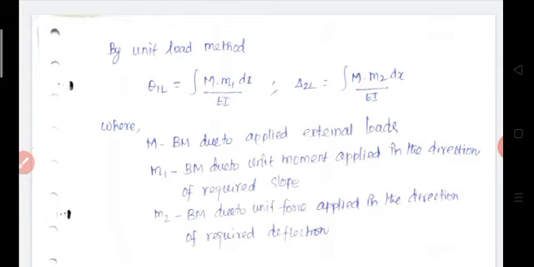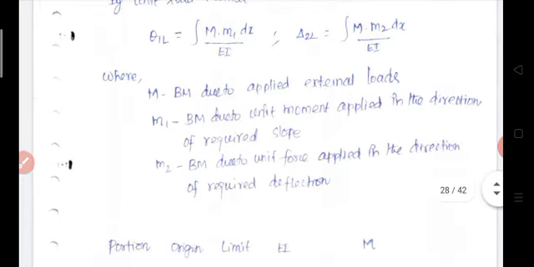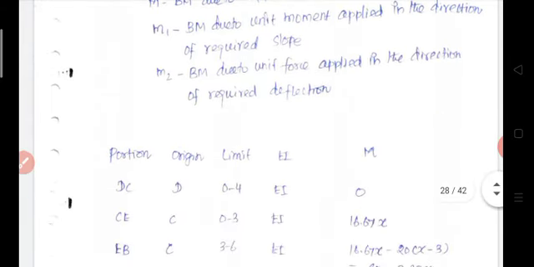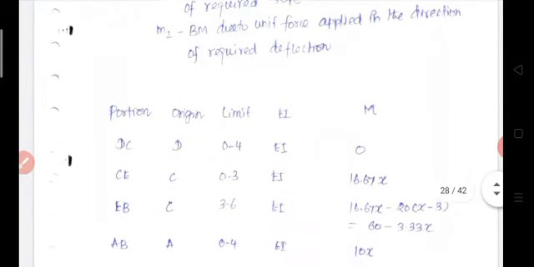So, if you want to determine slope, we should apply a unit moment in the required direction. Then if you want to determine displacement, that is translation, we should apply a unit force along that direction. So, capital M is the bending moment due to external loads, then m1 is equal to the bending moment due to unit moment applied in the direction of required slope, m2 is equal to the bending moment due to unit force applied in the direction of required displacement. Then again you make a table, or you may use the previous table. So, we should include only one portion, that is the capital M portion.